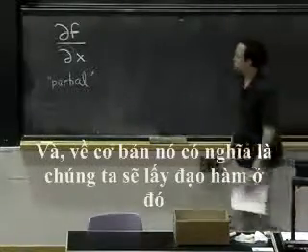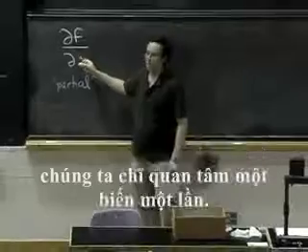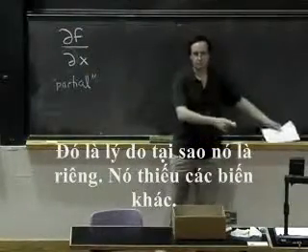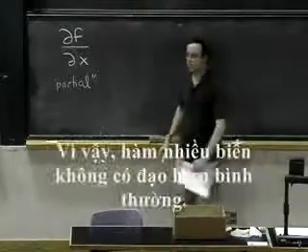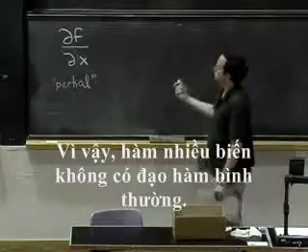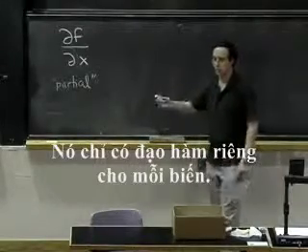Essentially what it means is we are going to do a derivative where we care about only one variable at a time. That's why it's partial. It's missing the other variables. So a function of several variables doesn't have a usual derivative. It has only partial derivatives for each variable.